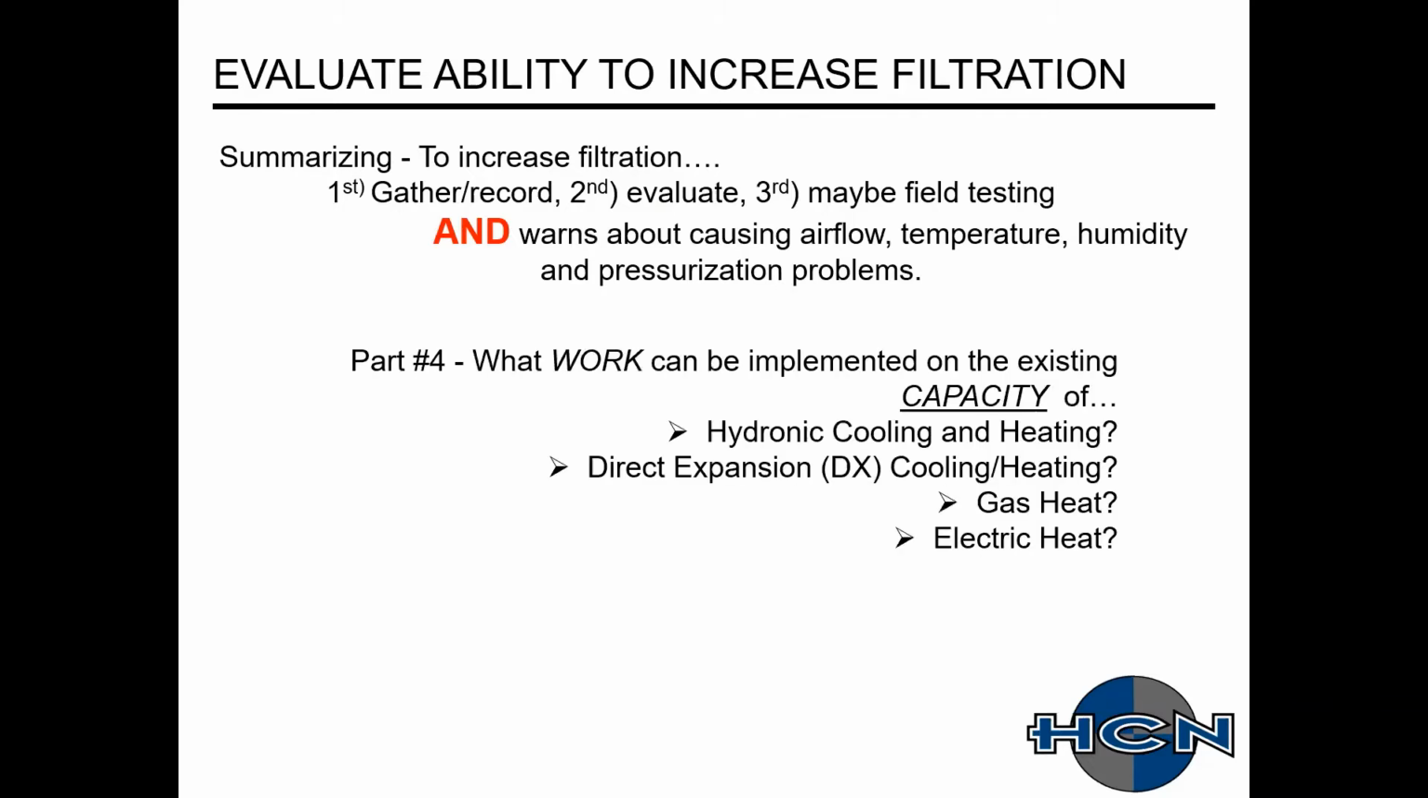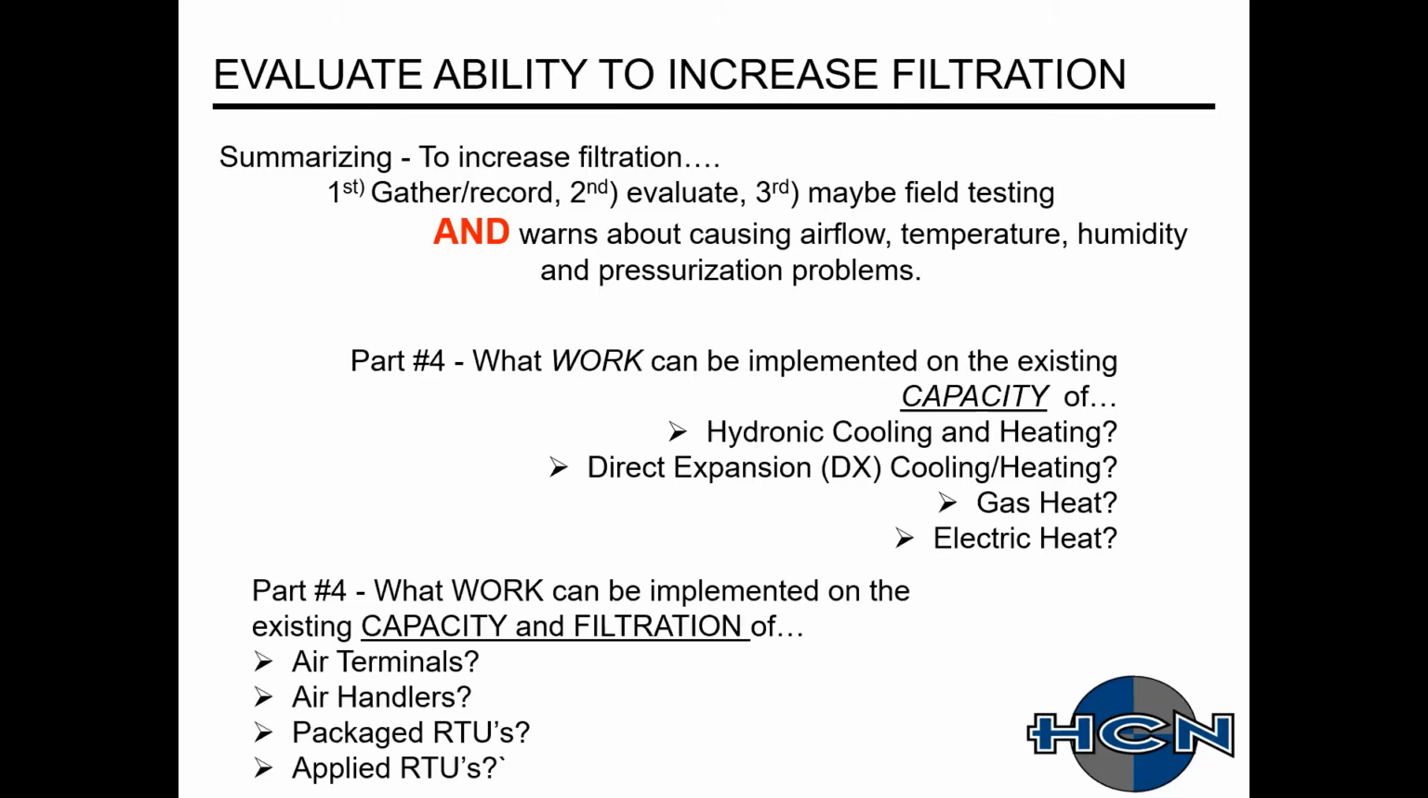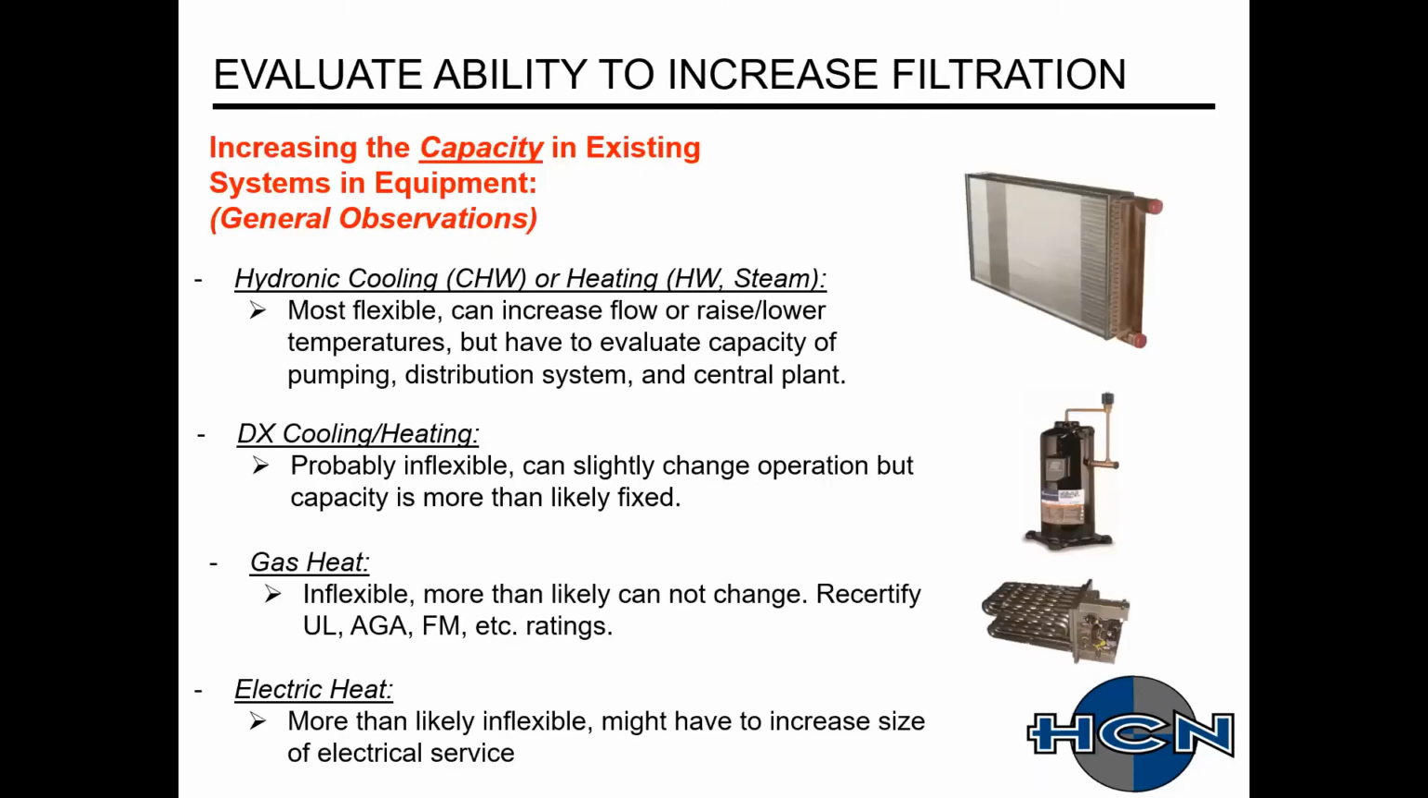All right. So part 4, after you've done that, is what work can be implemented on your existing capacity for your hydronic cooling, heating, your direct expansion systems, gas heat and electric heat. And then the other thing that we'll look at is not just capacity, but also filtration of your actual equipment. We'll look at air terminals, air handlers, and then 2 different types of packaged rooftop units.